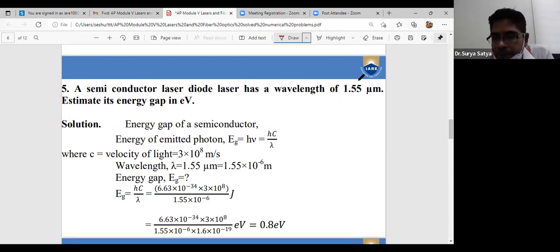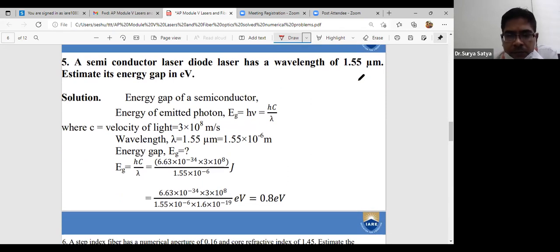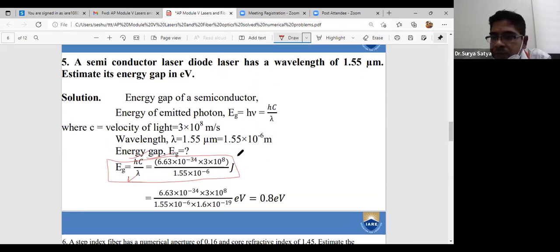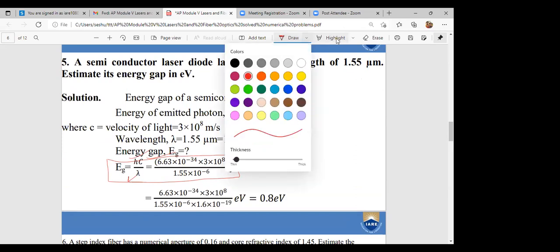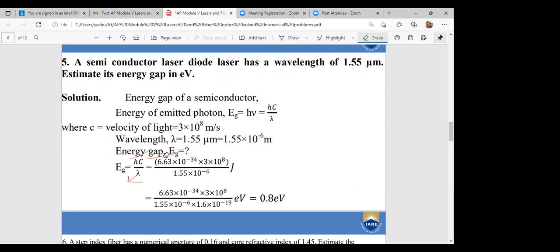Finished copying? The same expression, Eg is equal to hc by lambda, where h is the Planck constant, c is the velocity of light, and lambda is the wavelength of the source. Is it okay? Yes, sir.